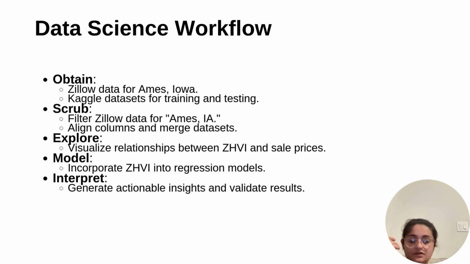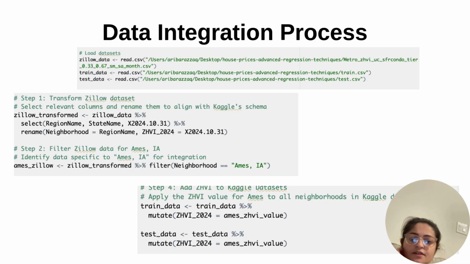Model: we incorporate ZHVI into our regression models. Interpret: we generate actionable insights and validate the results. For the data integration process, first we downloaded the CSV files from Zillow and Kaggle. Then we transformed the Zillow dataset, selected relevant columns, and renamed and aligned them to the Kaggle schema, filtered to Ames, Iowa.